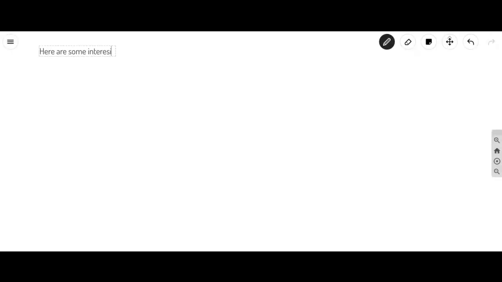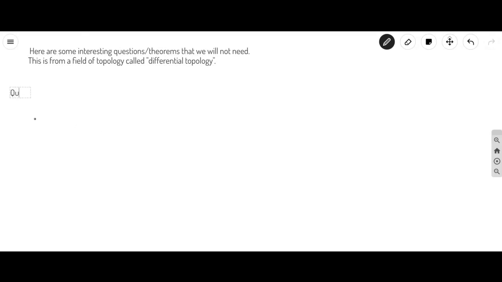Here are some interesting questions and theorems that we will not need because we're doing topology. So we will not care about this. But this is from a field of topology called differential topology. Okay, so here are the questions you can ask.